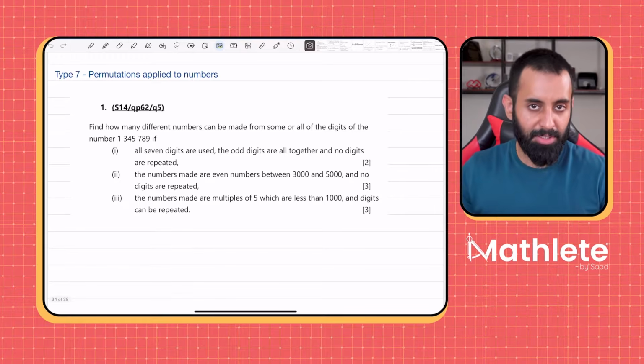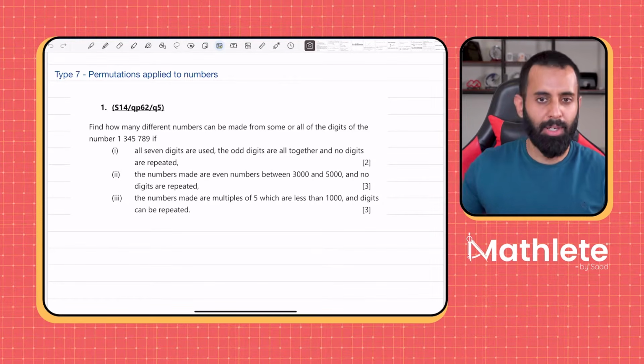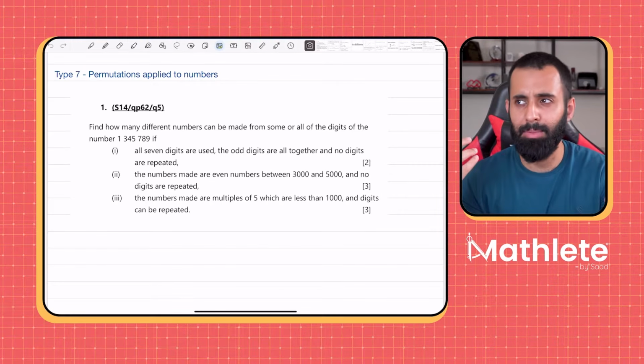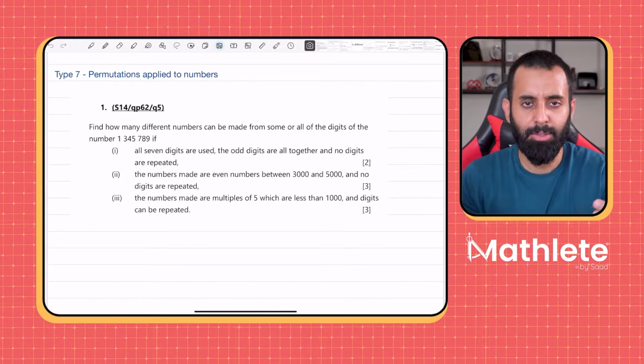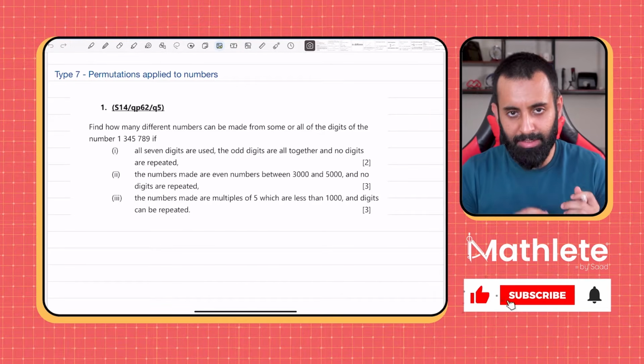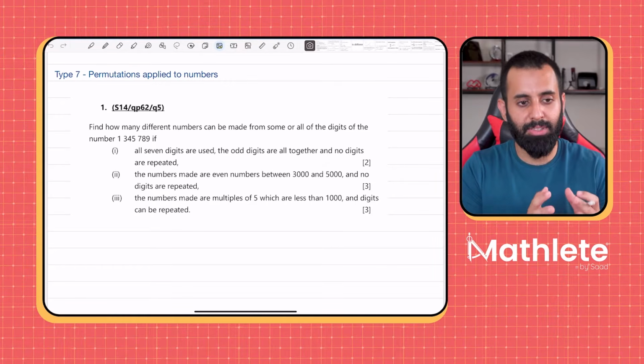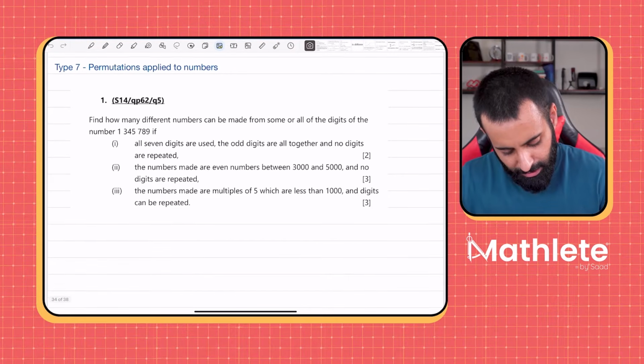So this is permutations applied to numbers. These are the kind of questions where you have to make a certain number, okay? And while you're making that number, you have to make sure that the number may be even, it's greater than so and so, maybe the first digit is so and so, stuff like that, okay? So instead of restricting positions of objects or letters, we're restricting positions of numbers, okay? So let's see what it says.